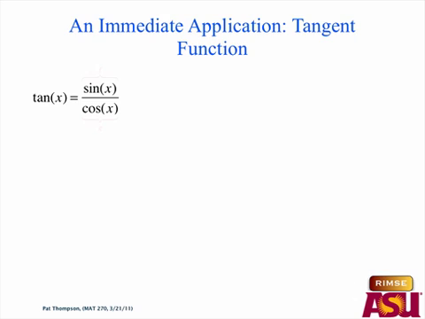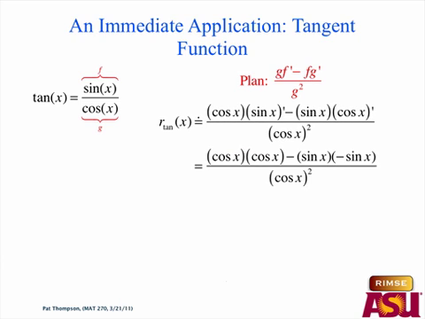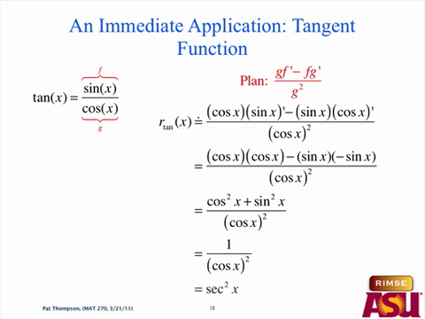So here's tangent. Let's skip that because it's too easy. Just apply the quotient rule. Okay, and when you do all the math, you get secant squared. So new rule: the rate of change of tangent is secant squared, and the way you can find that, because tangent is sine over cosine, is use the quotient rule.